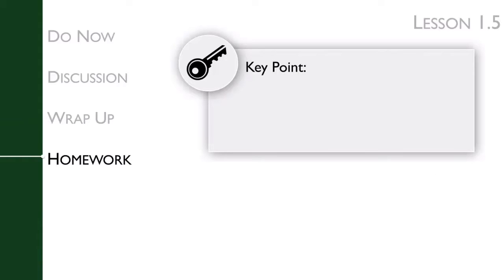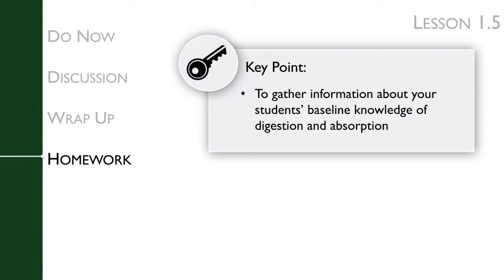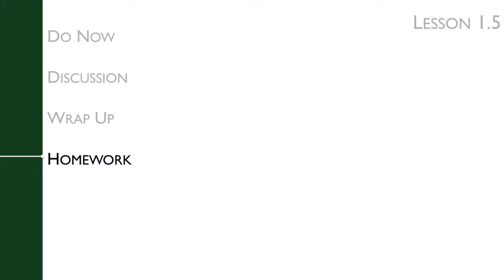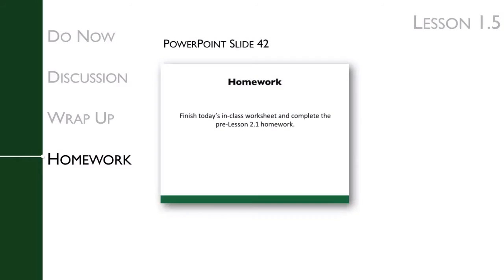The key point of this lesson's homework is to gather information about your students' baseline knowledge of digestion and absorption. We'll get there by having students fill out a worksheet. Using the homework worksheet, students should fill out a table that summarizes what nutrients are digested and absorbed in each organ of the digestive tract.